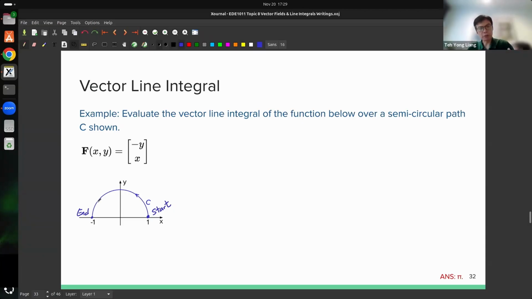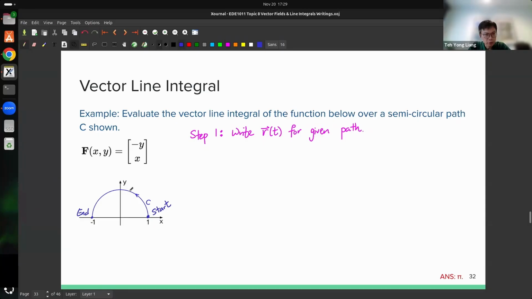We must be very systematic. The first step is to get your R of t. Always the same thing. So let's write this down systematically. Step one: write R of t for the given path. Now look at this path, it's a unit circle. Correct or not? A unit circle.